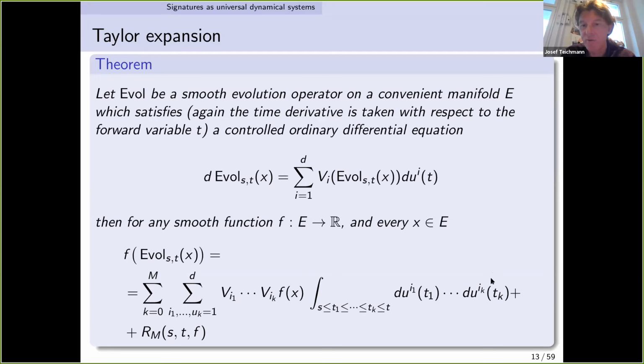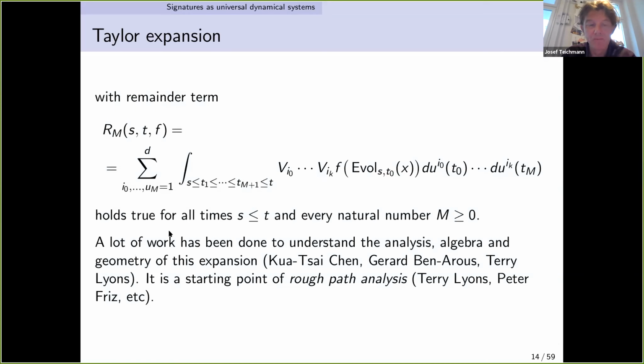And here I have so-called iterated integrals of the smooth control with respect to itself. And this holds up to a remainder term, and the remainder term can be expressed at the next page with this formula. And this is just k times k plus 1 times the vector fields applied to the test function f, integrated with respect to these iterated objects. Yeah, so this is a relatively classical work going back to Teichmann.